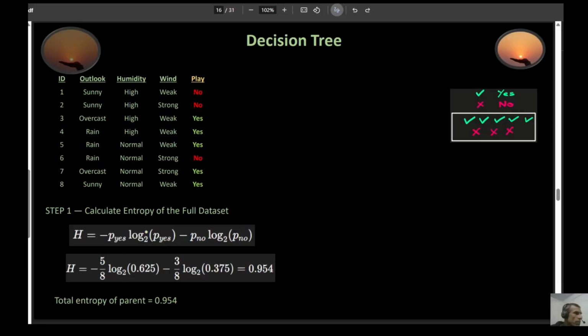So step 1, calculate the entropy of your entire data set. In this case, there are only 2 classes, yes and no. Right here, this is my yes and this is my no. There are 1, 2, 3, 4, 5 yes, and there are only 3 no's in this case. So probability of yes would be 5 over 8, and then substitute your values in there using your regular entropy formula. Your answer will come out to be 0.954. So this is the entropy of the parent.